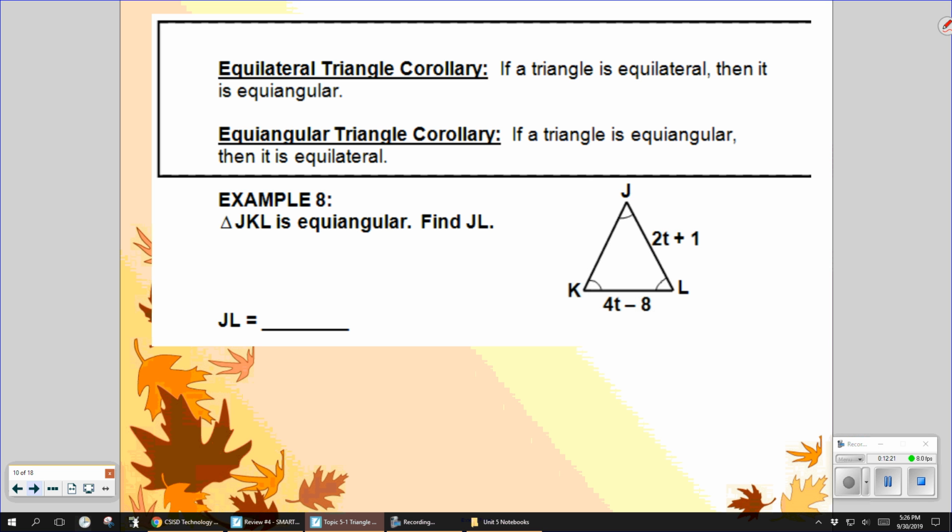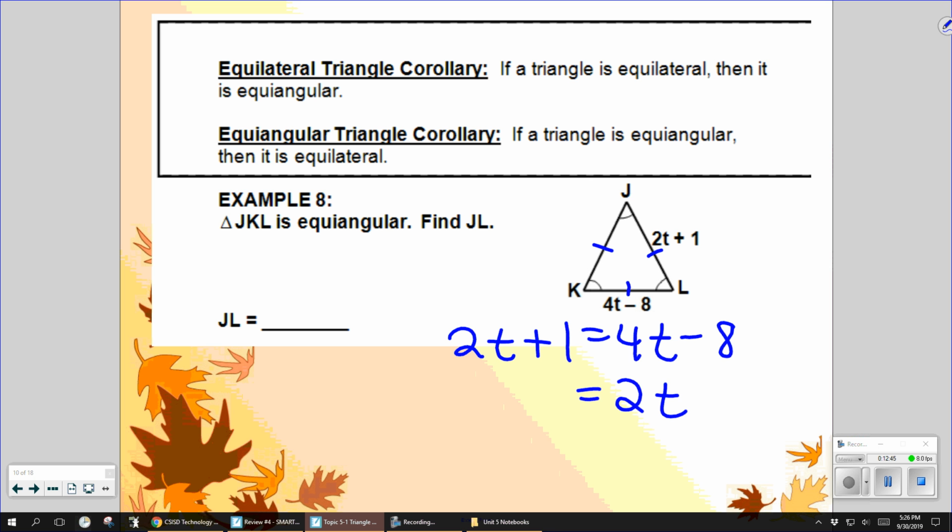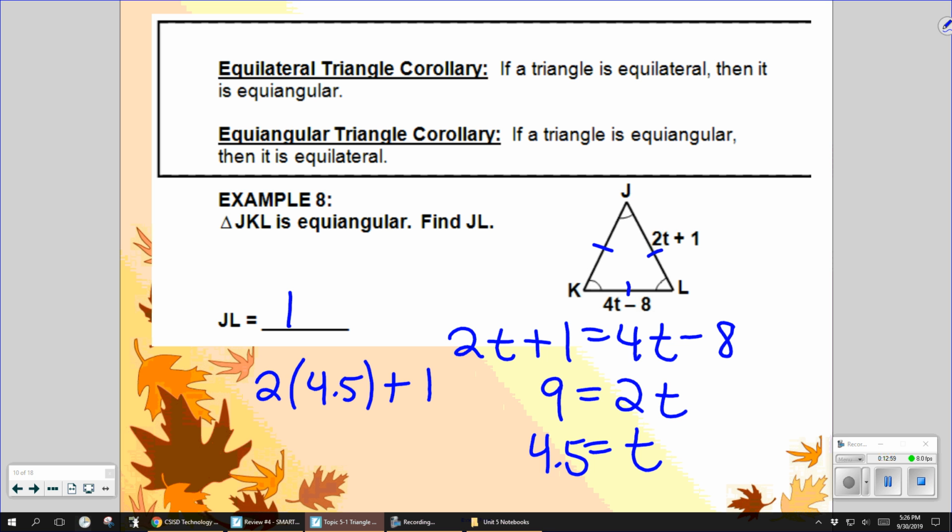So in example 8, it says triangle JKL is equiangular. We know all the angles are equal, so they're all 60, but it tells me to find the side length, side JL. So if it's equiangular, we know it's also equilateral, therefore we know JL is equal to KL. So we set those two things equal to each other and solve. So we get 2t equals 9, therefore t is 4.5. We're not looking for t, we're looking for the length of JL, so we want to plug that back in. So we want to do 2 times 4.5, which is 9, plus 1 gives us 10.